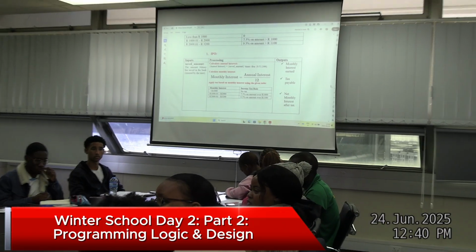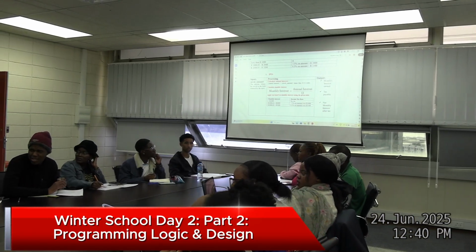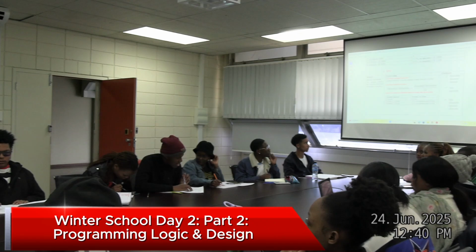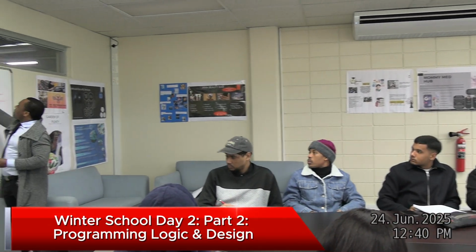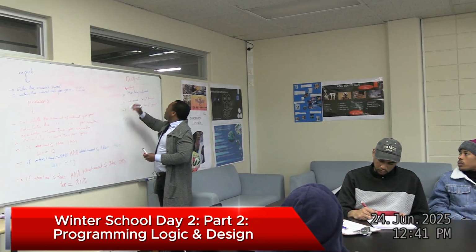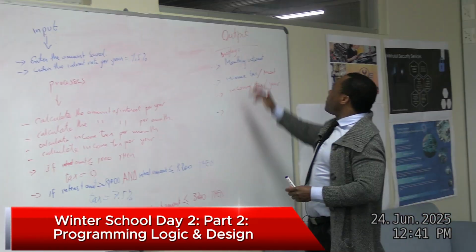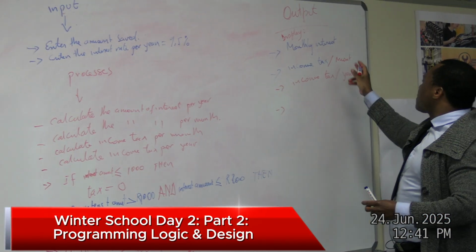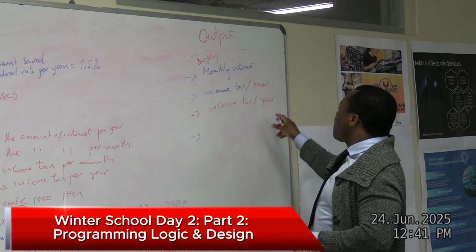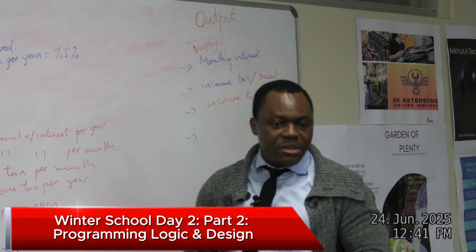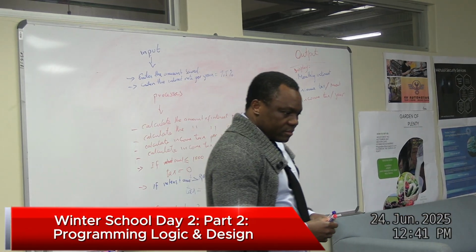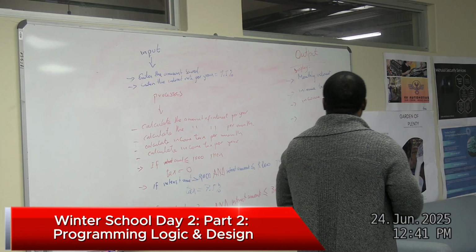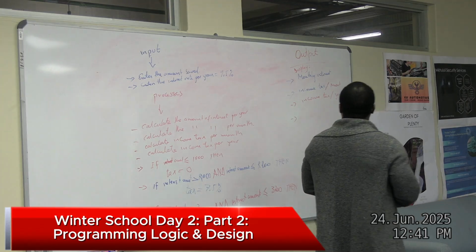Yes, what could be the output? What are you expecting? Display is display. Display monthly interest, display income tax per month, display income tax per year. Let us put one display for everything here. Display monthly interest, display income tax per month, display income tax per year. There's something that is missing. Display annual net monthly interest. What's that?